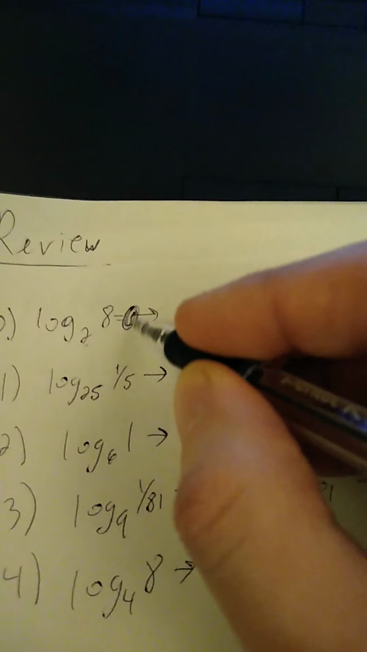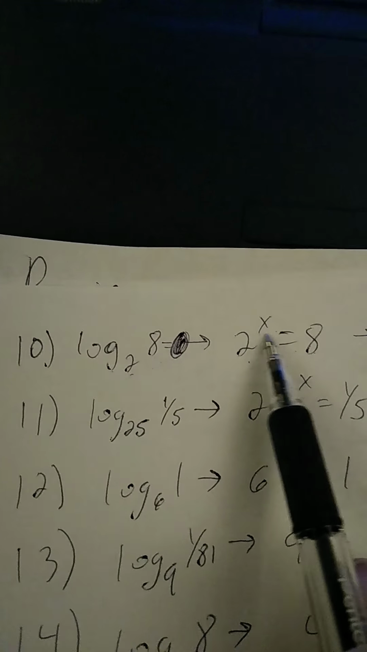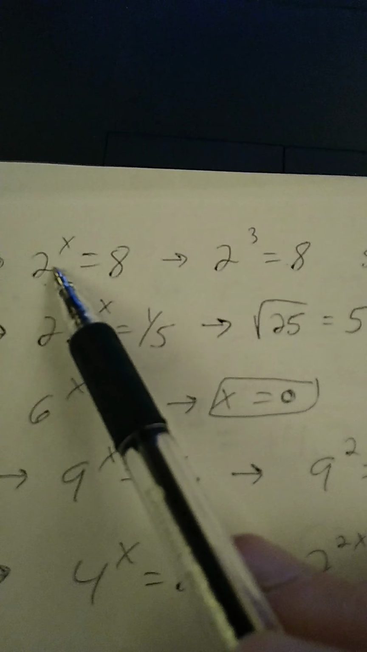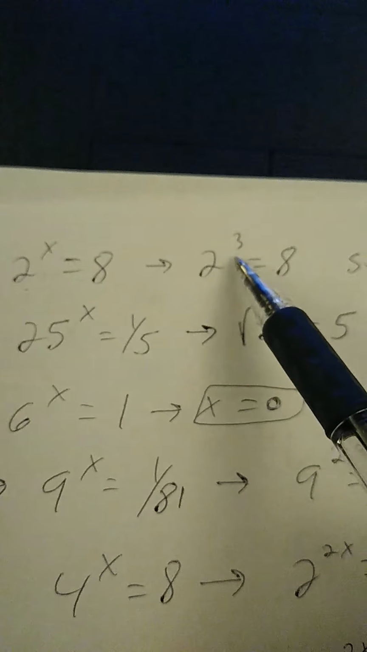This needs to be equal to the missing exponent. So what we're looking for is log base 2 of 8 is 2 to what power equals 8. 2 to what exponent equals 8. That's what we're looking for. So we're going to start with 2 to the third is 8. We know that to be true. We're looking for the missing exponent. So the answer must be 3.